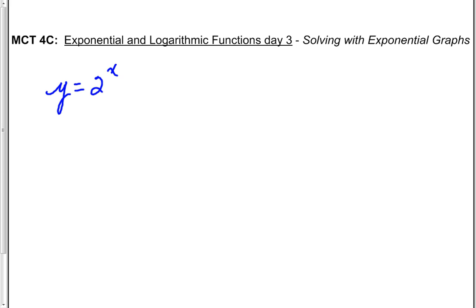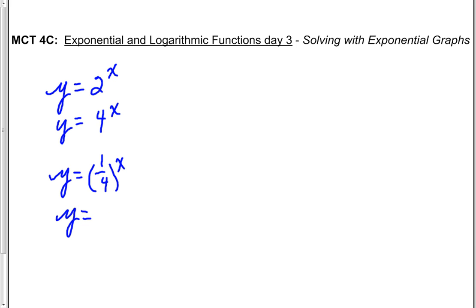functions that look like 2 to the x or 4 to the x, and then functions that look like a quarter to the x, or, as you know by your rules of powers, 2 to the minus x would be the same as a half to the x. What we were hoping you would notice is that the y-intercept for all of them was 1. So that's a key piece of information to keep in mind when you're graphing.